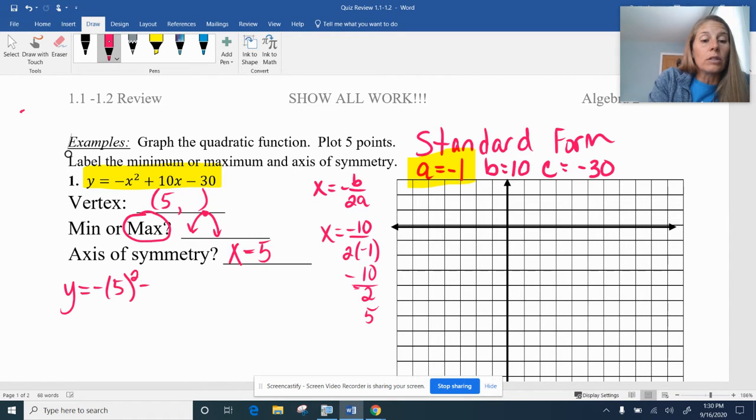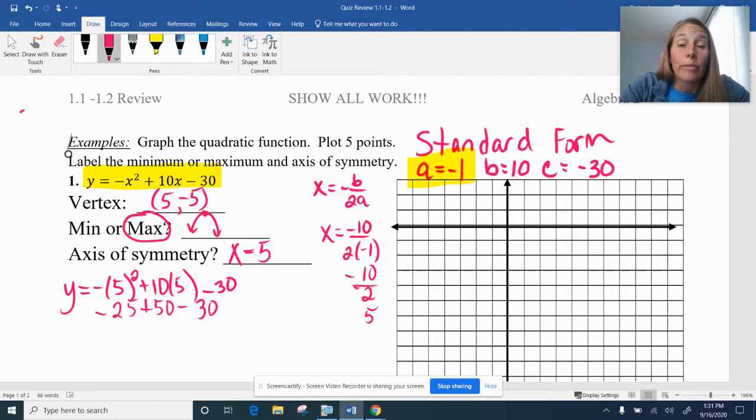Once we have the first half of the vertex, we can now plug that 5 into the original equation, and you can certainly do this on a calculator if you'd like. Make sure you put parentheses. So 5 squared is 25, so I have -25 plus 50 minus 30, so that will give me a -5 for the y value of my vertex, which will be the highest point on my parabola.